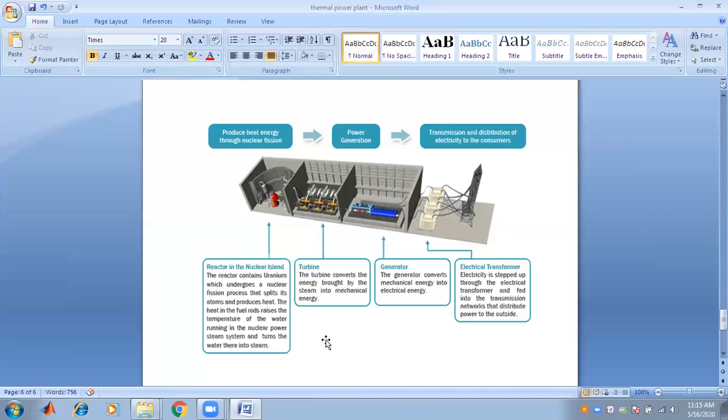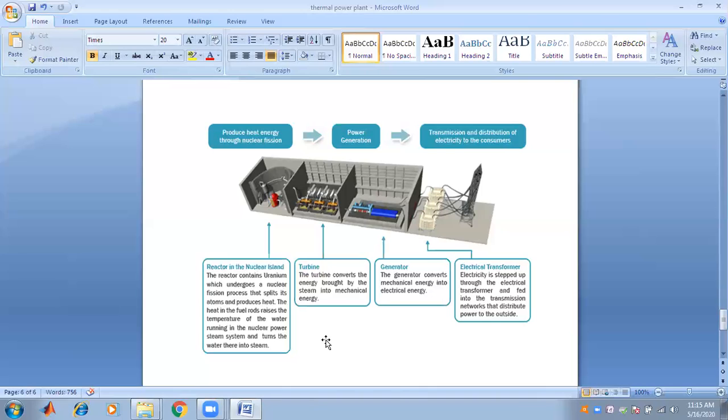So there are four processes. First of all is the nuclear fission reaction in the nuclear reactor, where the fission reaction is done on the uranium and it is split into atoms to produce heat. This heat goes to the fuel rods where the water is flowing, and this heat heats up the water to produce steam.